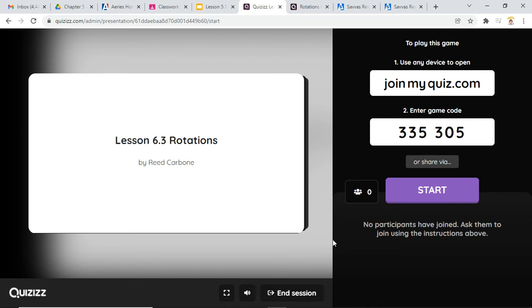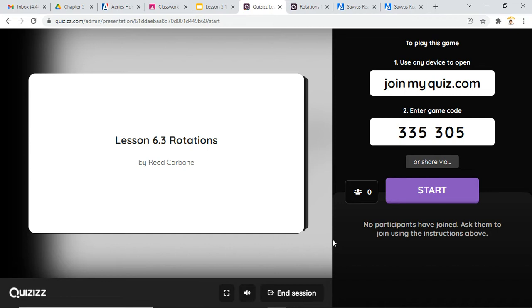Hello class, today we're going to be going over lesson 6.3, which has to do with a new transformation. This time we're going to be learning about rotations. So remember, in the past we have learned about translations, which our slang term for that is a slide. We've learned about reflections. Our slang term for that is a flip. And now we're going to be learning about rotations.